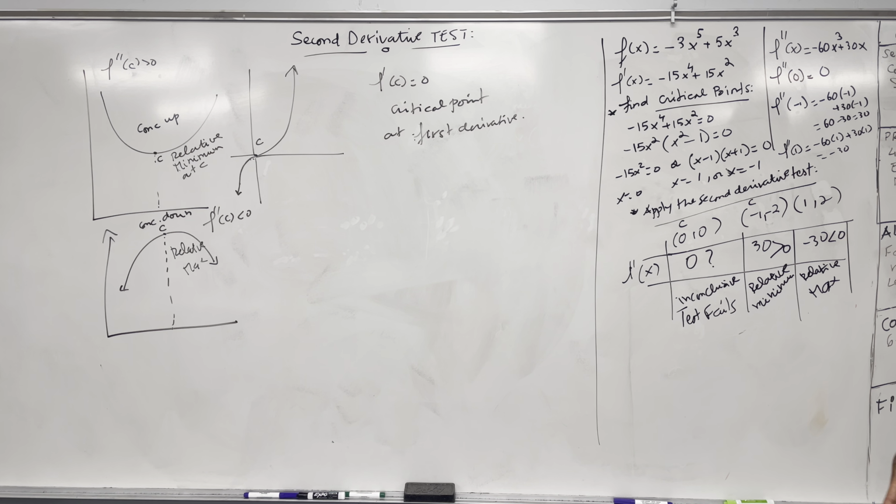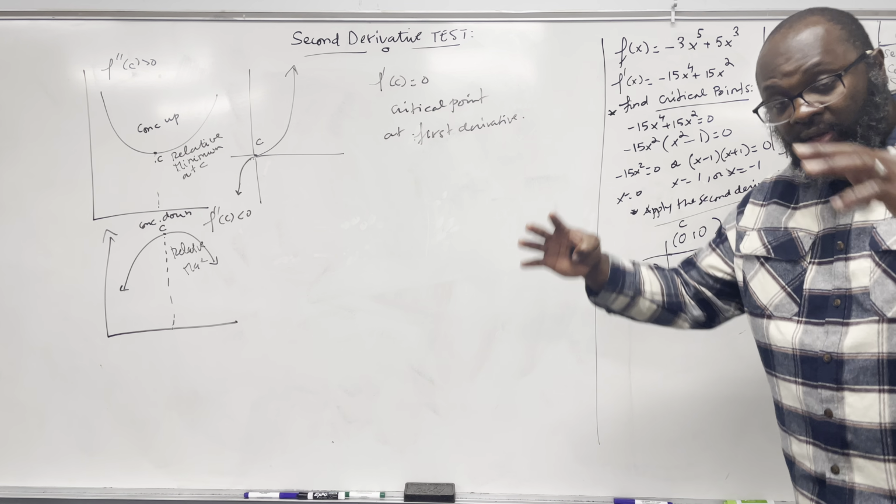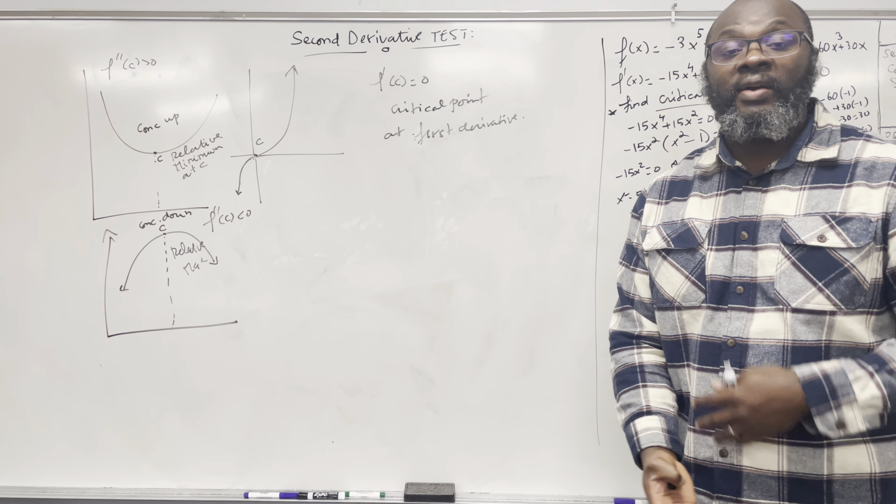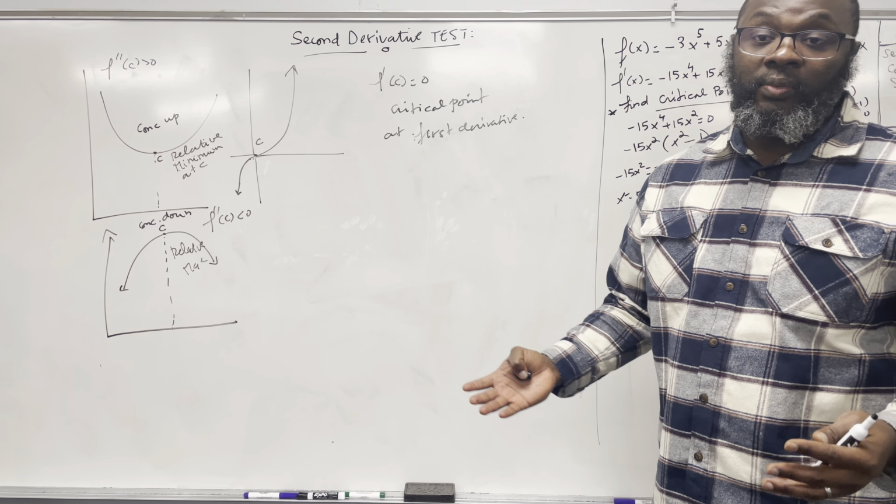When they're positive, the function is concave up, you have a relative min, and when they're negative, the function is concave down, you have a relative max. And when it's 0, it's inconclusive, you have to apply the first derivative test to find whether you have a maximum or a minimum.